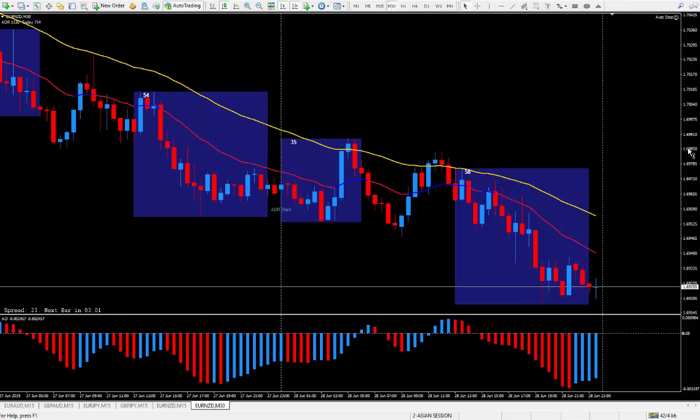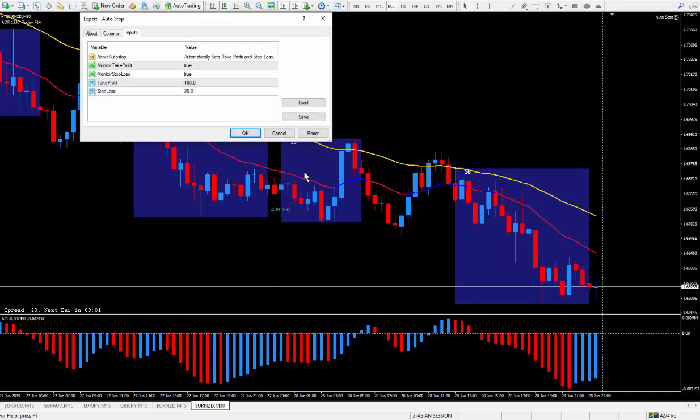And don't forget your auto stop. I use this every day. Pops in a 20 pip stop and a 100 pip target. Helps me when I'm trading the news. It bangs it off fast, quick, simple, easy, not complicated.